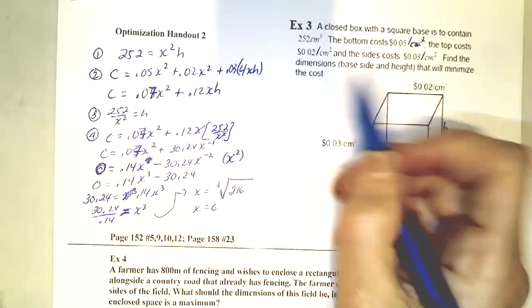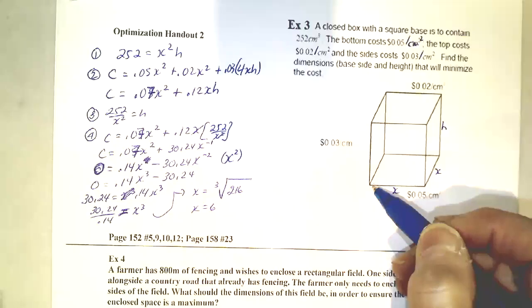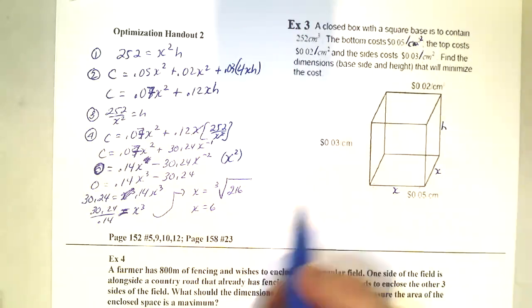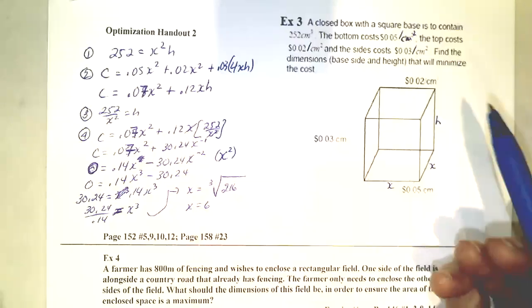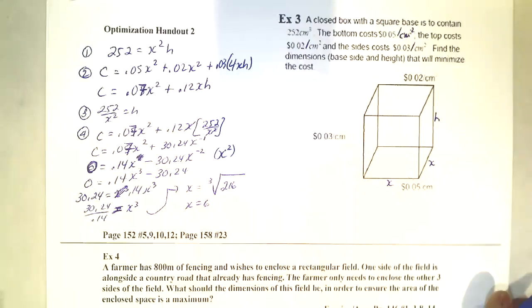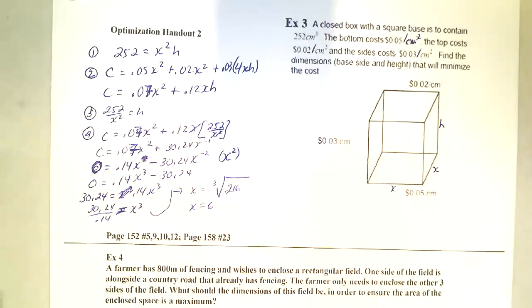Now the question says find the dimensions. So I've already got the 6, so I know it's 6 by 6. I just have to solve for h. Again, where the derivative equals 0, I'm confident is going to be a minimum because of the way they set up these questions. We're cheating.